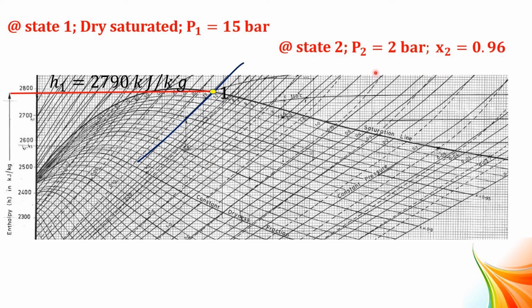Now, at state 2, the pressure P2 equal to 2 bar and the dryness fraction X2 equal to 0.96. So, mark the point 2 here. See, this is the pressure P2 equal to 2 bar line and dryness fraction X2 equal to 0.96 line. So, both the lines are intersecting at this point. So, mark the point 2. Now from point 2, draw a line towards y-axis. From the y-axis, I have to measure the corresponding specific enthalpy H2 equal to 2615 kilojoule per kilogram.